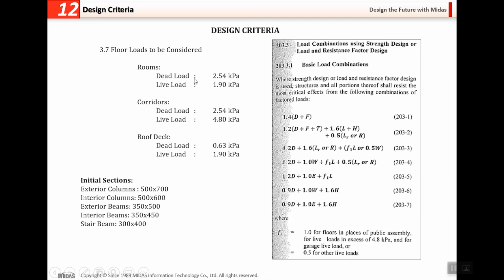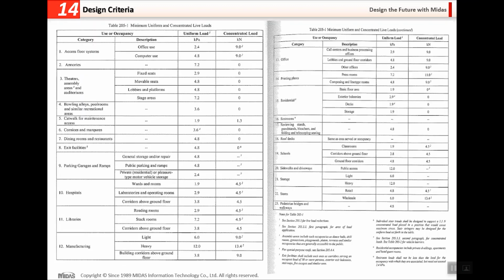The loads to be considered in our structural analysis or case study: for the rooms, we have this dead load and live load, the corridors, as well as the roof deck. When we model our structure, we initially have to set our initial sections. Suppose these are some of the initial sections that we will be going to use in our case study. For the slab, it will be 125 millimeters thick, and for our walls, let's say we will be using 250 mm thick walls.